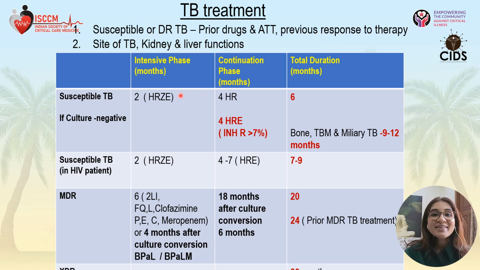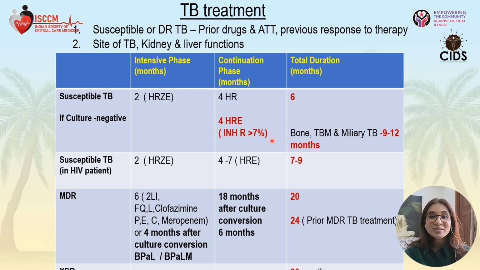So here, if the patient has not received any prior treatment and has normal kidney or liver function, then the initial therapy has to be the standard first-line drugs, which include isoniazid, rifampicin, pyrazinamide, and ethambutol. And this is usually continued for 2 months.